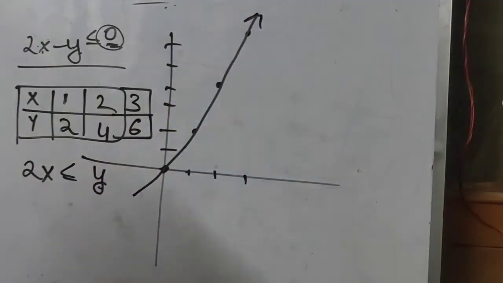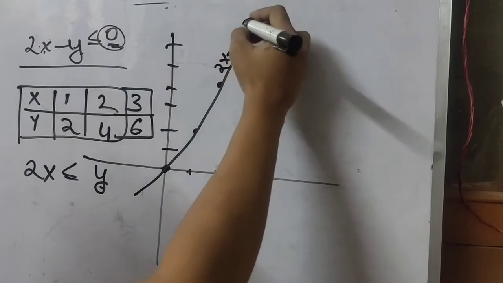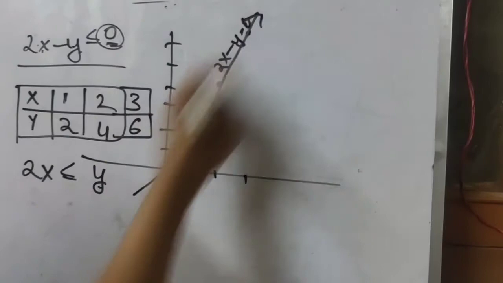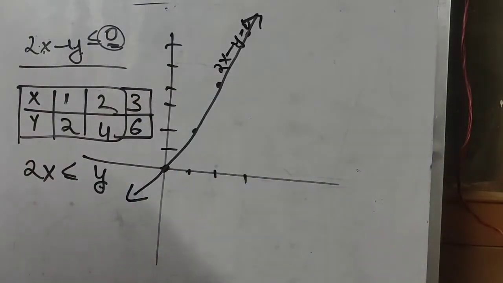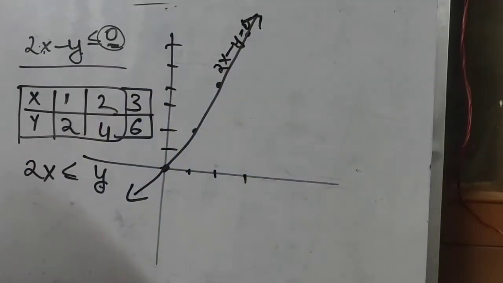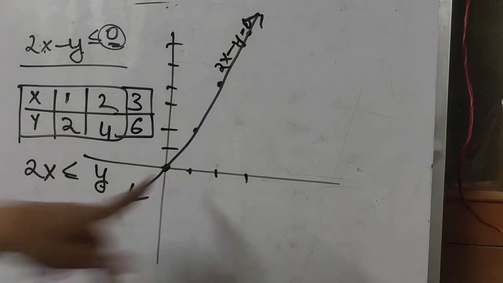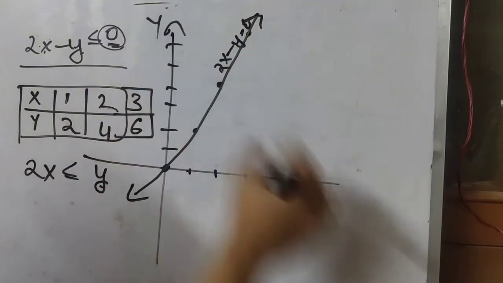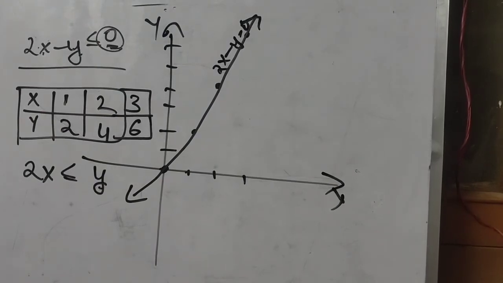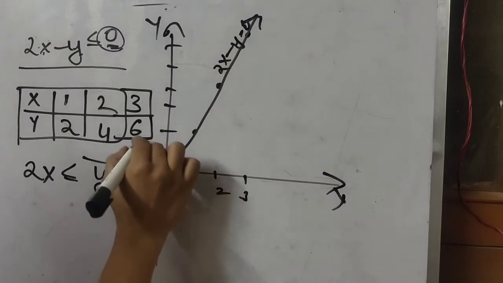So this will be my equation, and I'll write it as 2x minus y equal to 0. Now here I am having equal to also, so that's why I made it a solid line. If I would have only the less than sign, then I would have made a dotted line. Now you can see that my equation is passing through 0 comma 0. So first, it's very important to mark the x and y axis. Never miss out on this part. Now how do we do this?